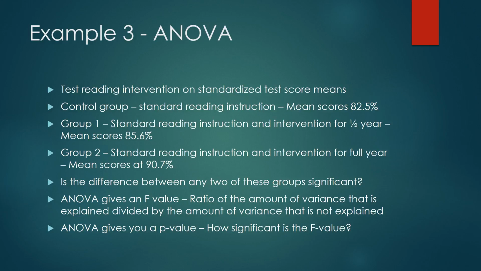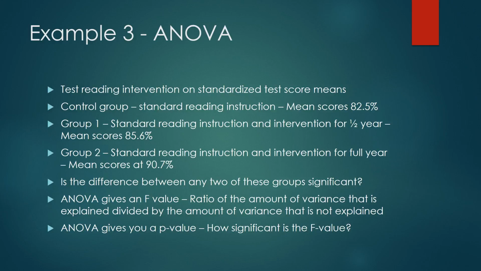ANOVA does something a little different. Whereas t-test and z-test will give you a z-statistic or t-statistic, ANOVA gives you an F ratio, an F value, or an F statistic. And what that F value is, and I'm not going to go into too much detail about it because you could spend days trying to figure out how it's actually calculated, but it is the ratio of the amount of variance that is explained by the ANOVA divided by the amount of variance that is not explained. So when you have a high F value, it means that most of your variance was explained by your ANOVA. When you have a low F value, it means most of it was not explained.